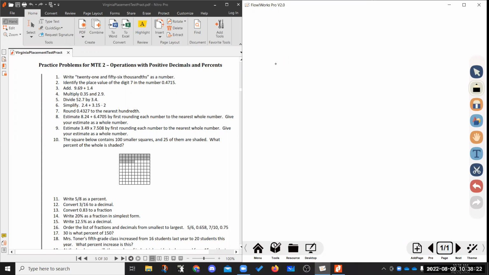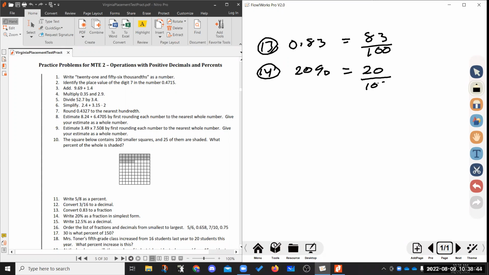That was number 12. Let's write number 13. 13 asks us to write 83 hundredths as a fraction. Well, we just read it that way. 83 hundredths. There's no simplification that needs to be done. Write 20% in its simplest form. 20% is 20 out of 100. It's going to be the same thing as 1/5 because 20 divides into 100 5 times.